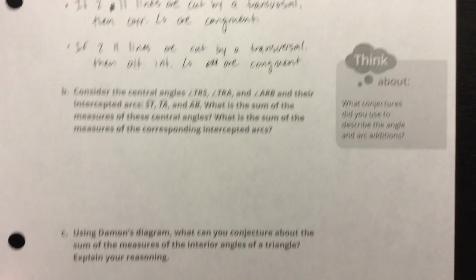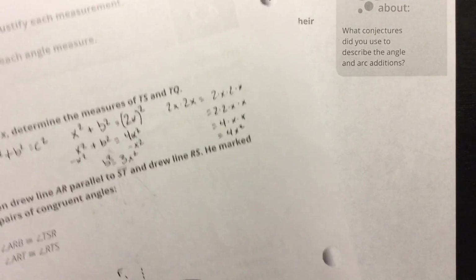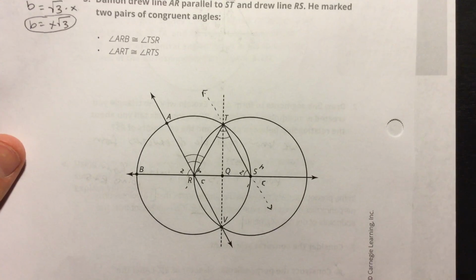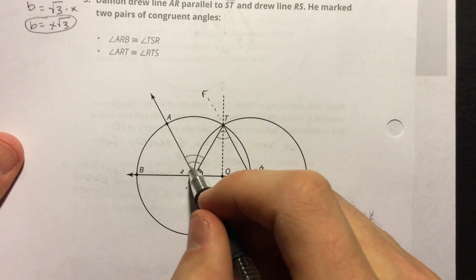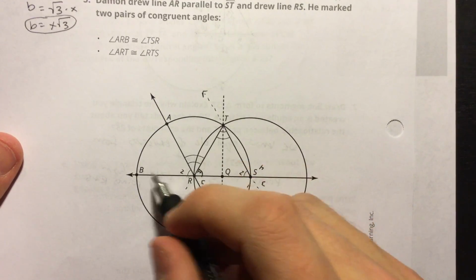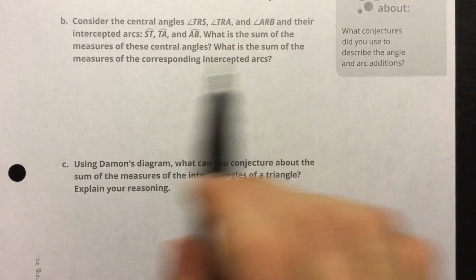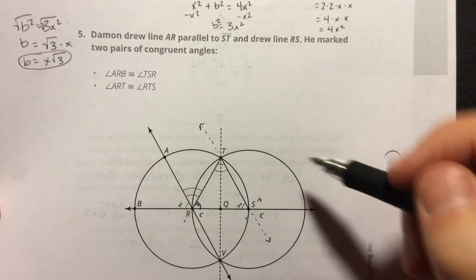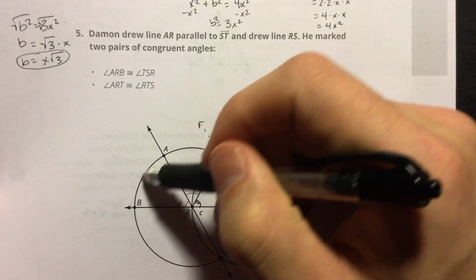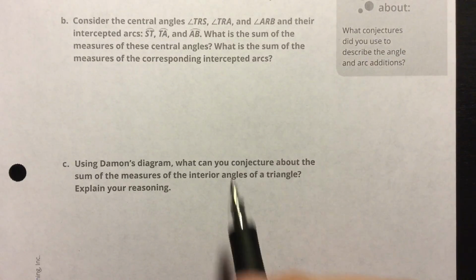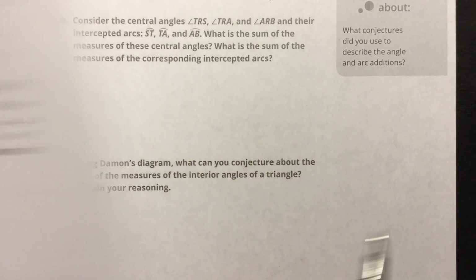Okay, so now part B here says consider the central angles TRS, TRA, and ARB. So TRS, so this one, TRA, which is this one that's marked here, and then ARB, which is this one that's marked as well. Okay, it says consider those central angles and their intercepted arcs, ST, so from S to T, TA from T to A, and AB from A to B this way. Okay, it says what is the sum of measures of these central angles? What is the sum of the measures of the corresponding intercepted arcs?